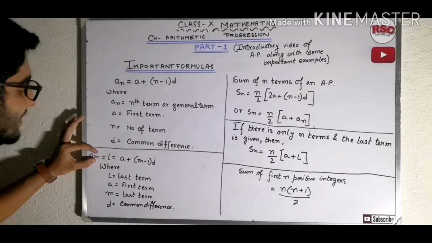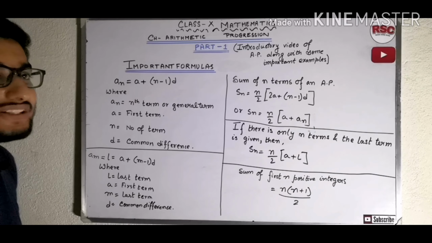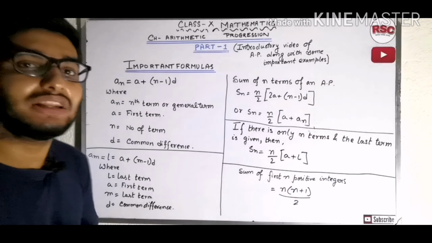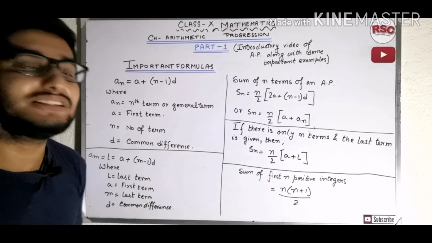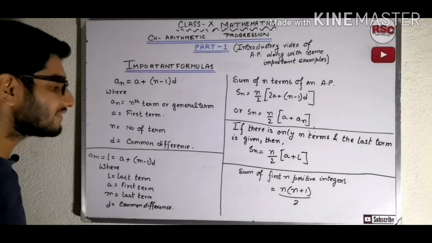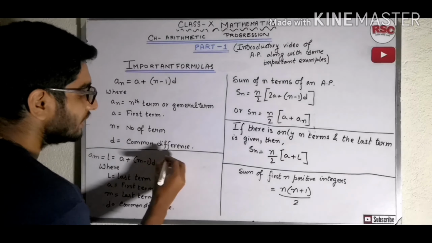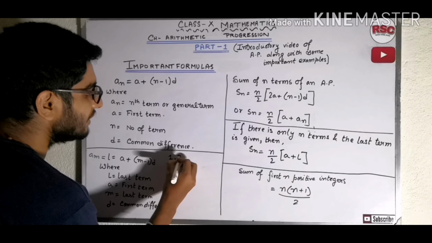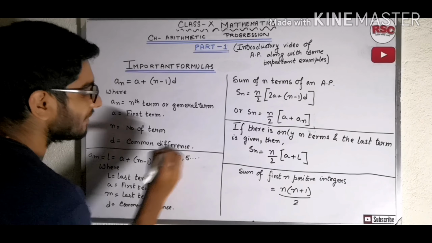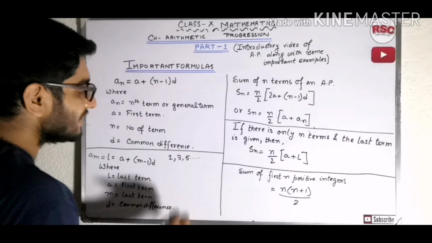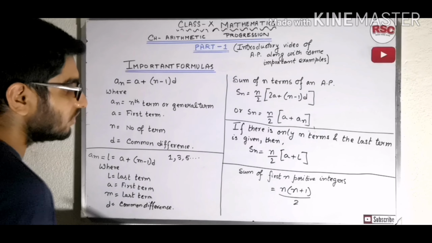A of m means, in a sequence, suppose we know the last term but we don't know its position. As I am telling you in the example, suppose there is 1, 3, 5 dot dot dot. Now I am just telling you a number, say 51.